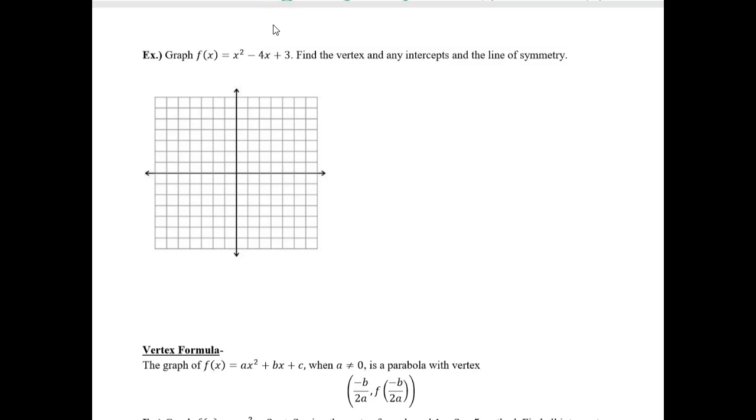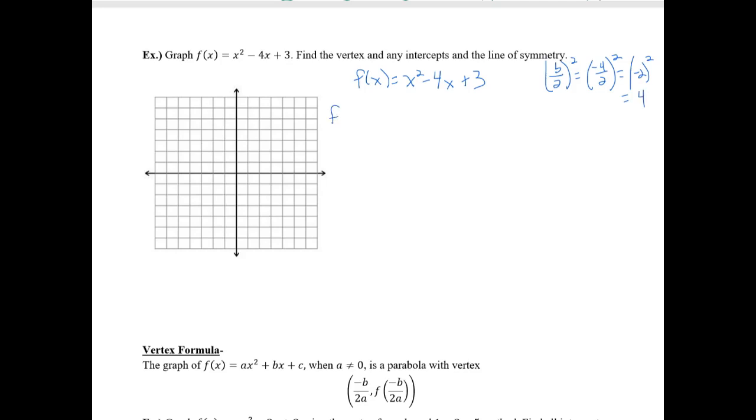Alright, let's see how you did. So again, we are starting with the function x squared minus 4x plus 3. And we want to get this into vertex form so we can graph it. We use b over 2 squared. b is negative 4. It's always with the x term. Negative 4 divided by 2 is negative 2. And negative 2 squared is positive 4.